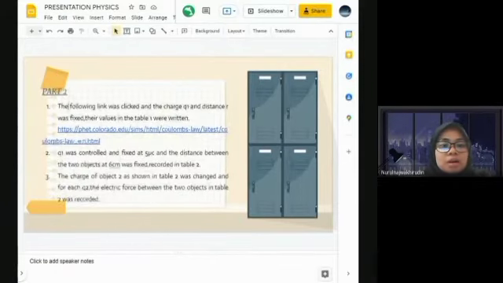For part 2, there are 3 steps. The first step is the same as part 1. We need to click the link provided, and the charge Q1 and distance R were fixed, and their values were written in table 1. Next, Q1 was controlled and fixed at 5 microcoulomb and the distance between the two objects was fixed at 6 cm, recorded in table 2. Lastly, the charge of object 2 shown in table 2 was changed, and for each Q2, the electric force between the two objects in table 2 was recorded. So next presenter.